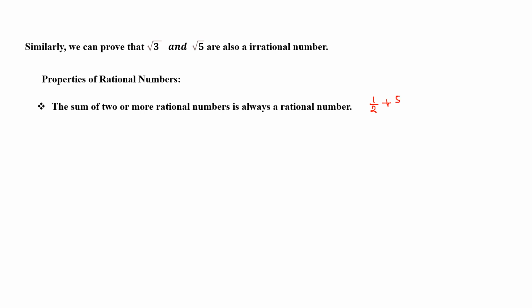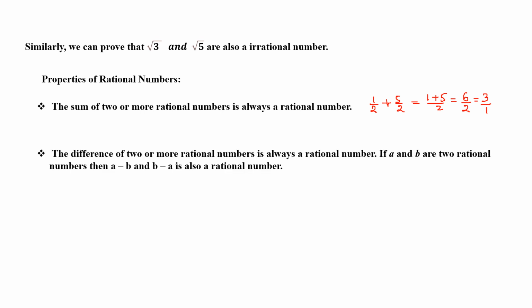If I'm going to add it, as the denominator is the same, I have to just add the numerators. So 1 plus 5 by 2, which will give me 6 by 2. And if I reduce it, 6 by 2 is 3. Now 3 is also a rational number because I can write it in the form of 3 by 1, isn't it? So if you add two rational numbers, their sum will also be a rational number.